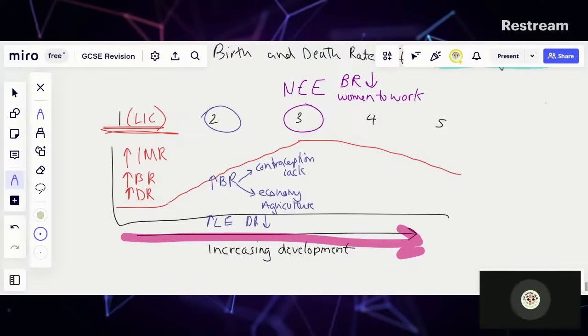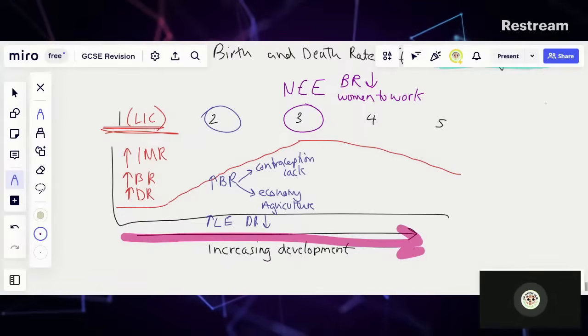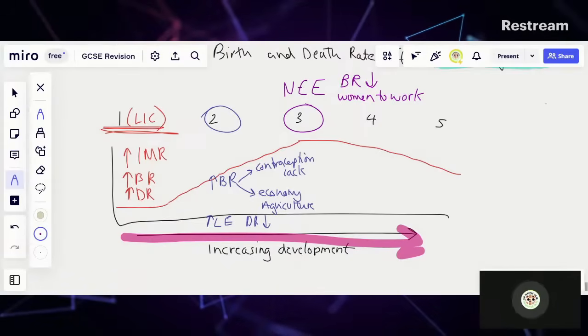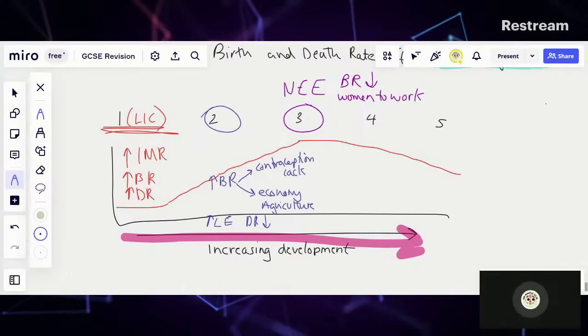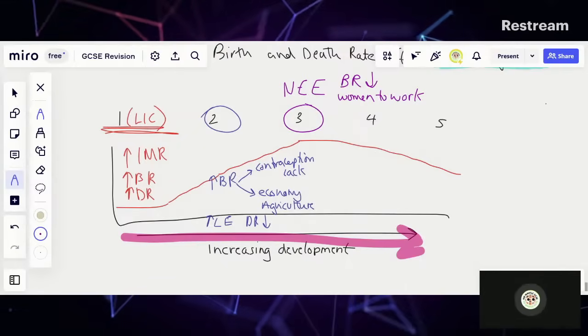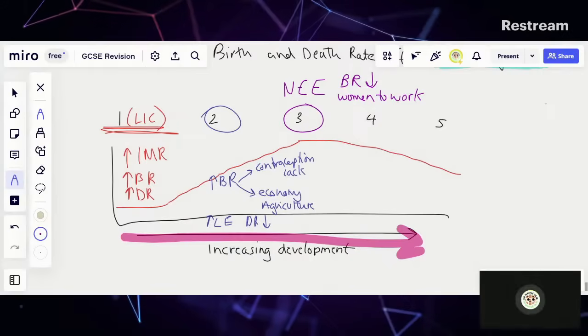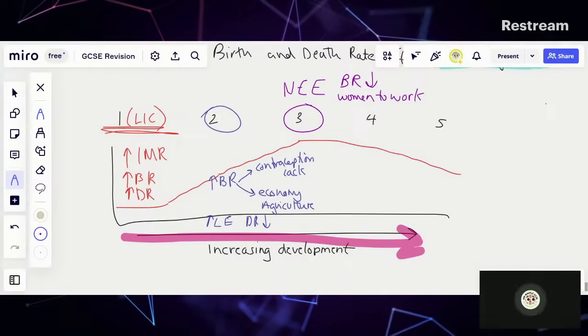So lower birth rates. And also, the economy is changing from primary to secondary. So people are moving from farming to manufacturing. Therefore, it's no longer of use to have loads of children because there are more mouths to feed. Therefore, people are reducing that. And also, there's improved healthcare, which means there's just a lower death rate as well.